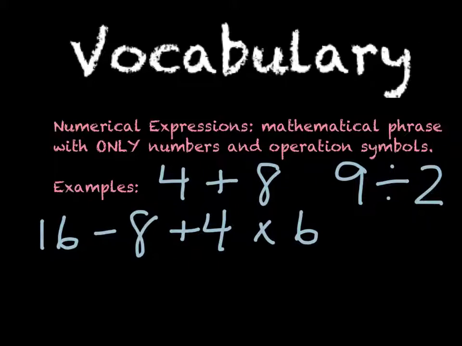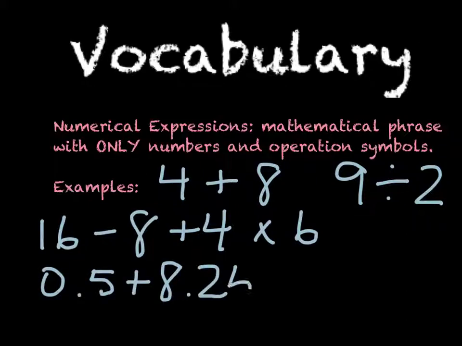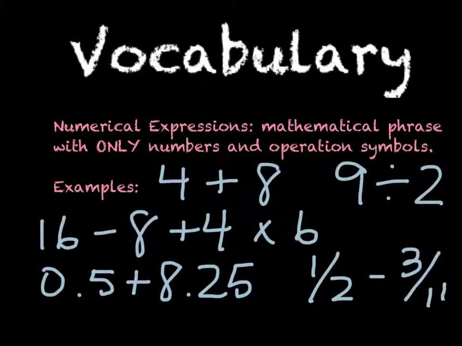Oftentimes we work with whole numbers, but it's important to note that we could have either fractions or decimals involved in our numerical expressions as well. So something like 0.5 plus 8.25 would be a numerical expression, and 1/2 minus 3/16 would also be a numerical expression. As long as we have numbers and operation symbols, and those are the only two things present, we have a numerical expression.